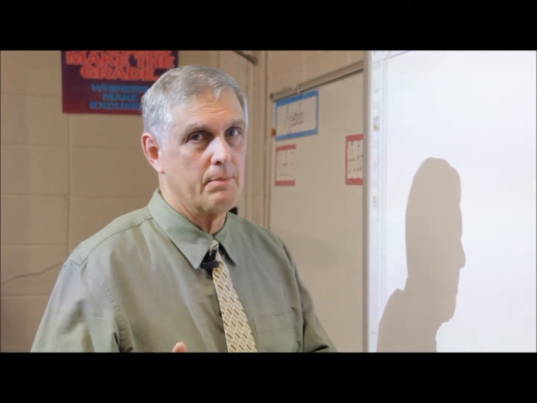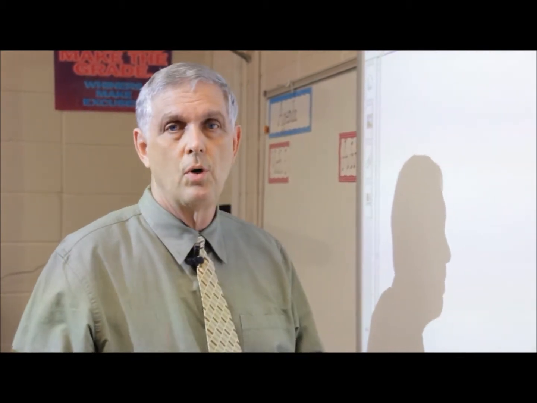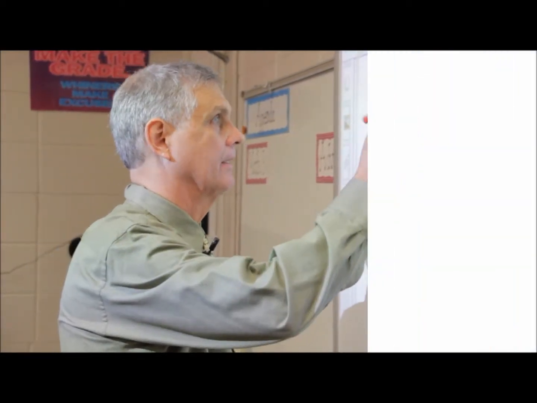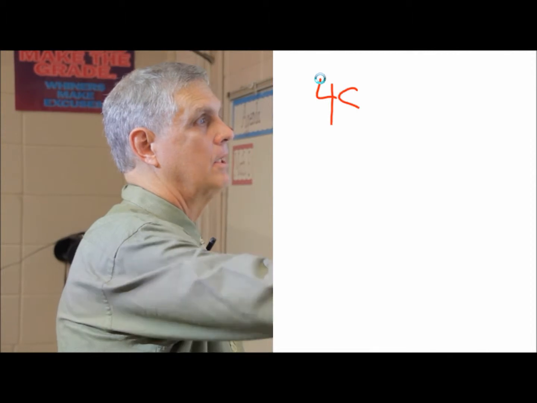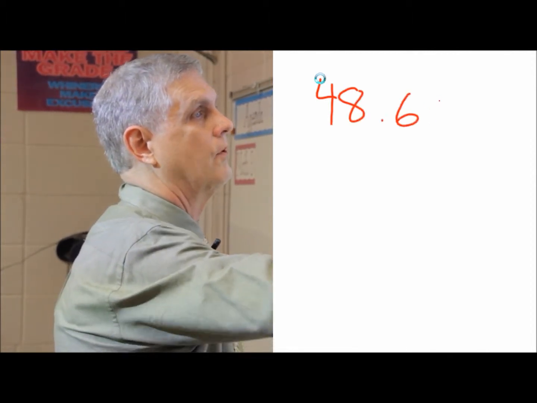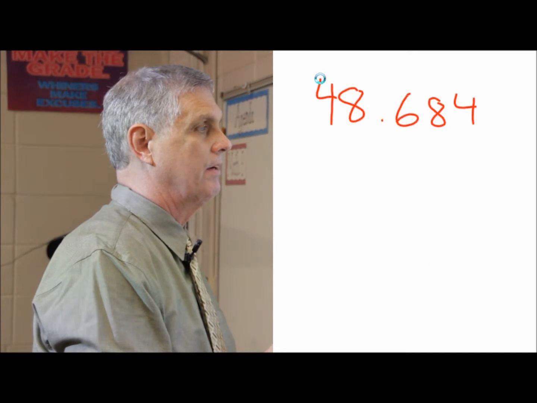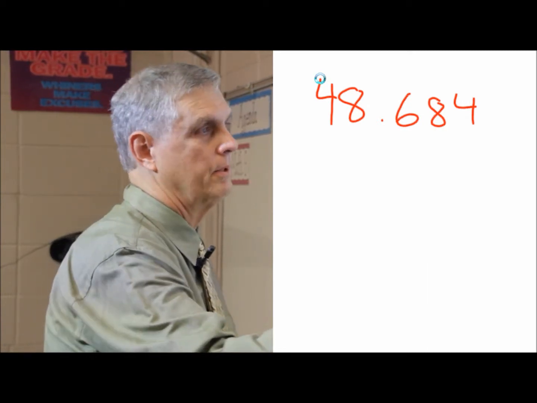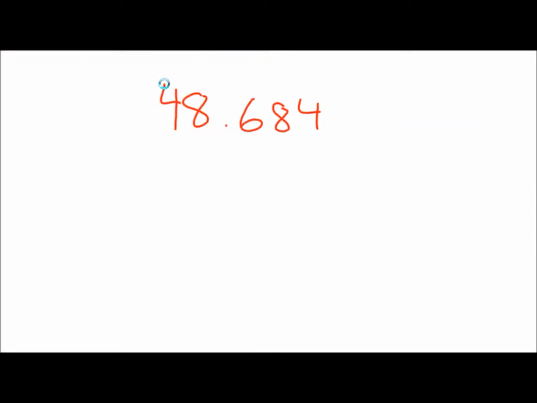Two things you need to remember about decimals. When you are adding or subtracting decimals, make sure that you line up the decimals. Now let's put 48.684, and let's say we've got 3.2. You don't want to put that 3.2 over here, obviously. So what you want to do is make sure that you line up the decimals. So you'd put the point here, and the 3 goes here, and the 2 goes there.